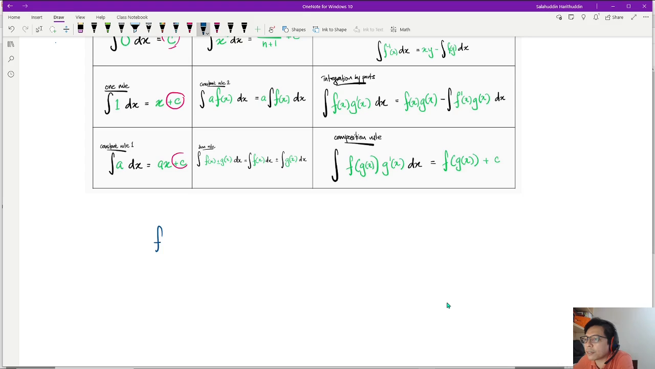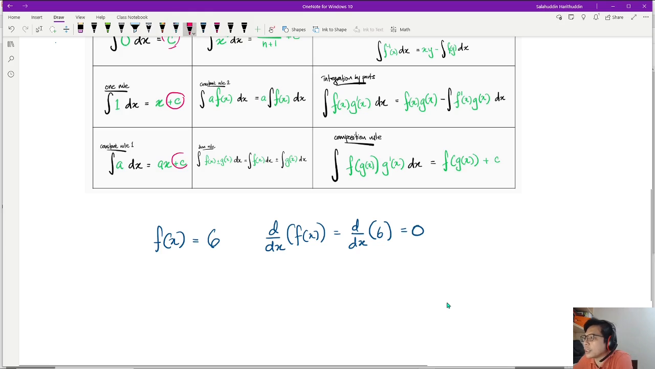let's say f of x is, for example, a number, a constant. Let's say it's 6. Okay, so what if you differentiate f of x? What will happen? You're basically differentiating a constant, which will make it 0. Okay, and then we've learned before that integral is like antiderivative. If you integrate this, you'll get this 6.